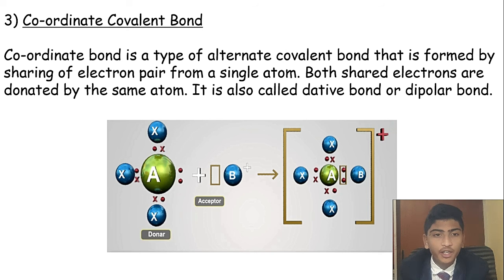Next, the coordinate covalent bond. This is an alternate covalent bond that is formed by sharing a pair of electrons from a single atom. Here all the electrons in this bond, two or three electrons, are donated by the same atom. This is the weakest bond here, and it is also known as a dative bond or dipolar bond.